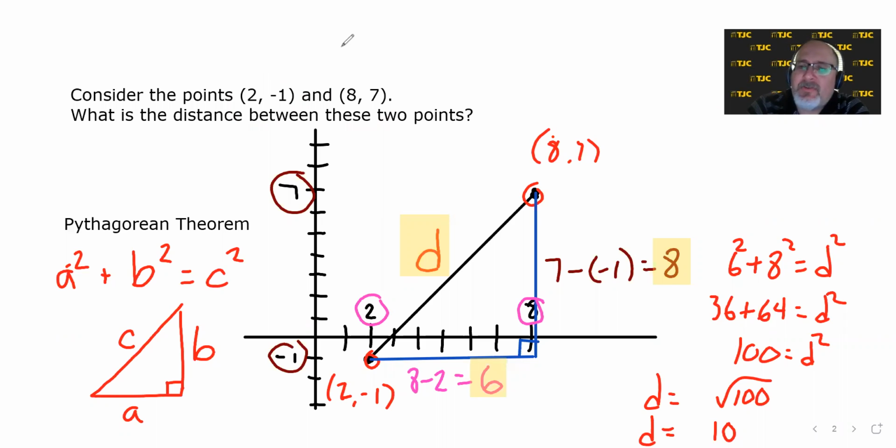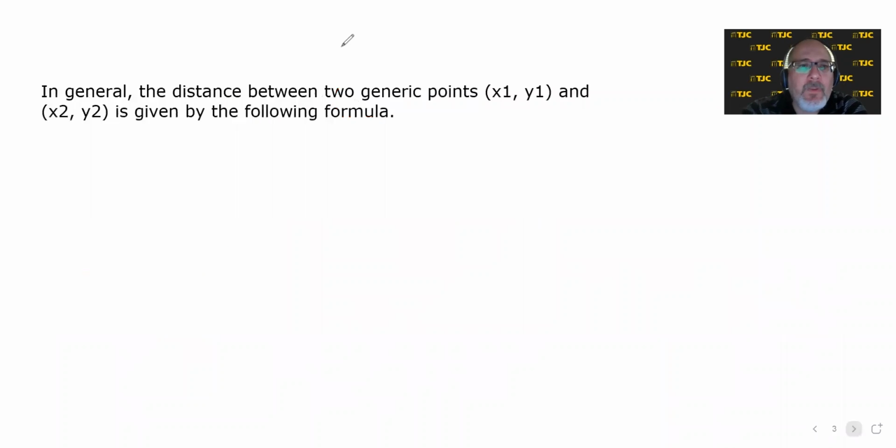So we're going to attempt to derive a formula. Here I kind of said we're going to give you the formula, and I was originally going to just do that, but I'll show you where it comes from. We're going to derive the formula by doing the exact same thing that we just did, but now we're going to use 2 generic points, x1, y1, and x2, y2.